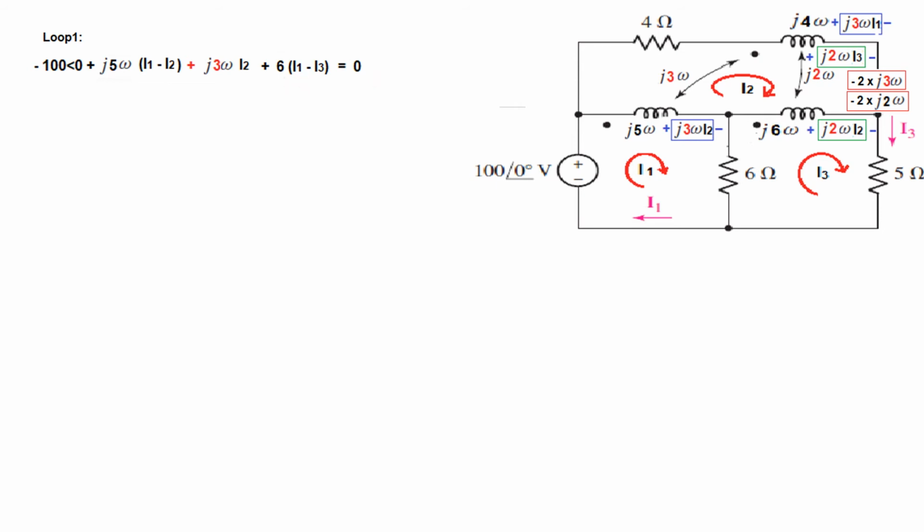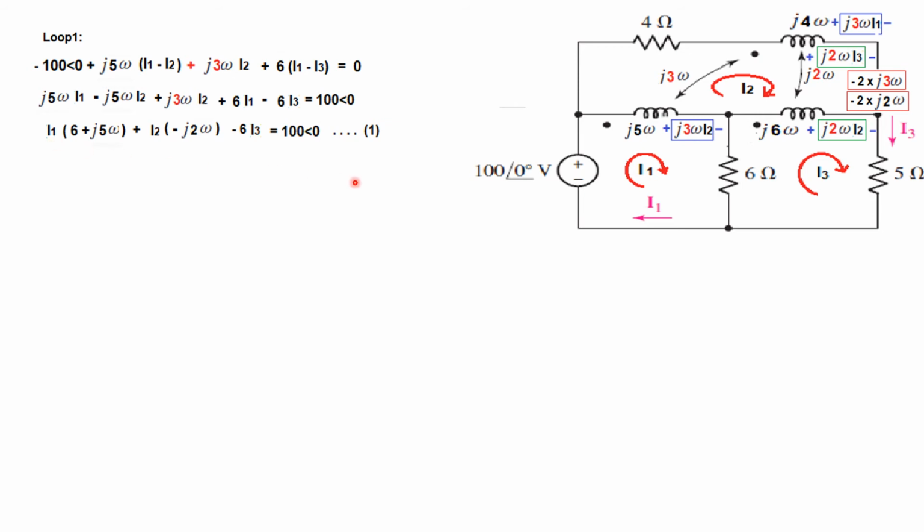Now we'll just simplify. You can go through the steps and collect the terms for I1 and I2 and I3. So this is our first equation. Now the second loop is slightly difficult, so just concentrate.